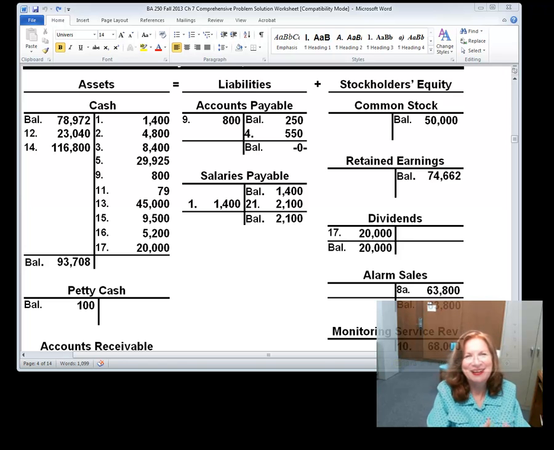But anyway, let's work on getting these journal entries down, because what I'd like to do is to move on to some more of these items.